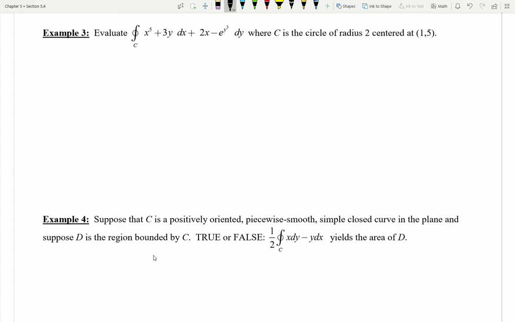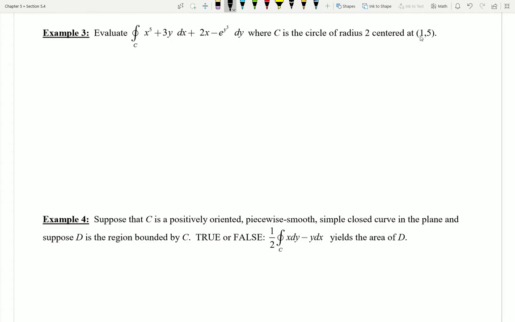In this video, we want to take a look at examples number 3 and 4 out of the notes to try to understand how we can better use Green's theorem in other variety of situations. So take a look here at example 3. I want to evaluate, again, this particular work integral, where C, the curve that has, again, a positive orientation indicated by this circle, is a circle of radius 2 centered at (1, 5).